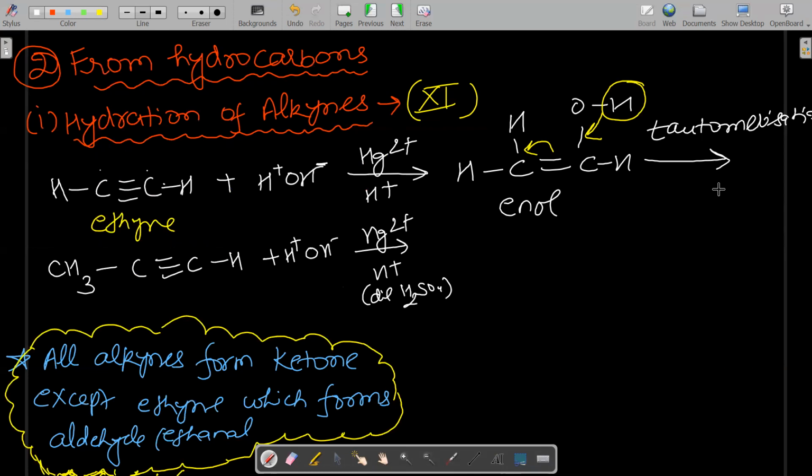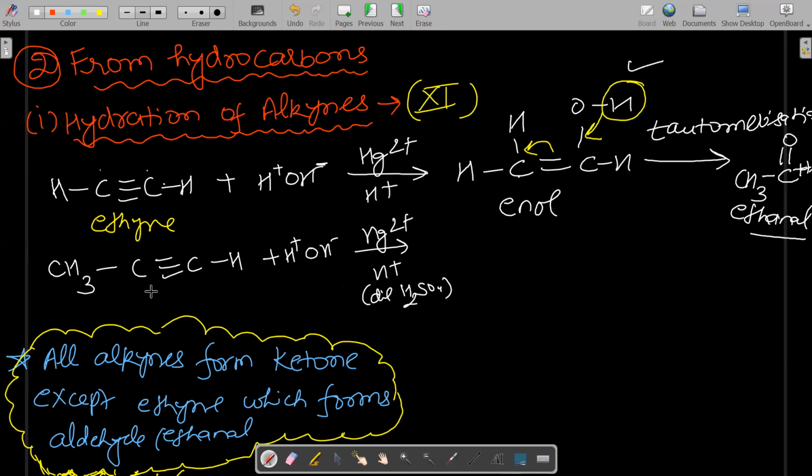So what product do we obtain? We get CH3, because this hydrogen is now attached to this carbon as CH3. Now it becomes a single bond, C double bond O. So what product are we getting? Aldehyde. And what is the name of this aldehyde? Ethanal. So from hydration of alkyne, when ethyne reacts with water in the presence of mercury catalyst and sulfuric acid, it forms aldehyde.